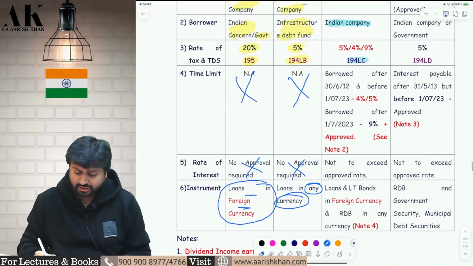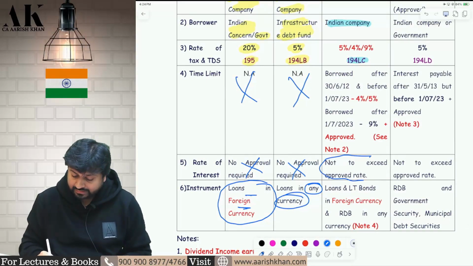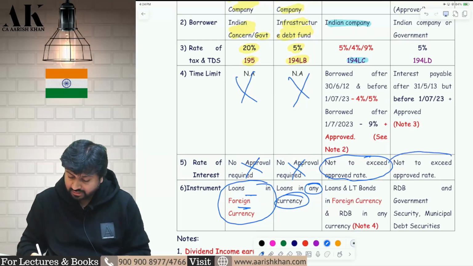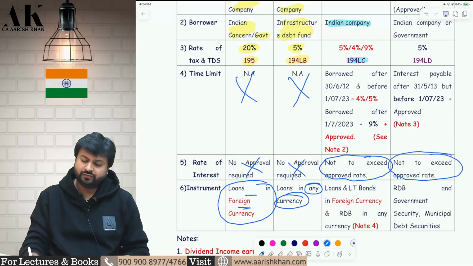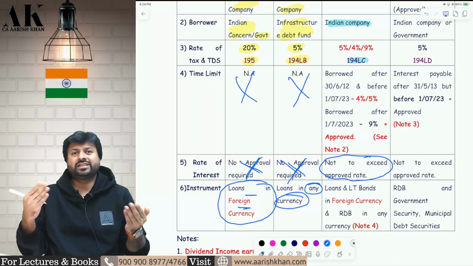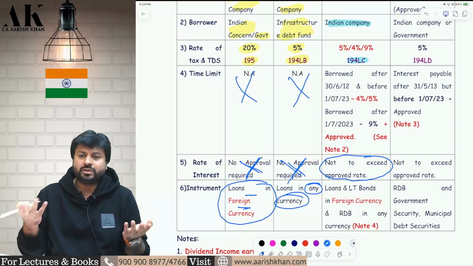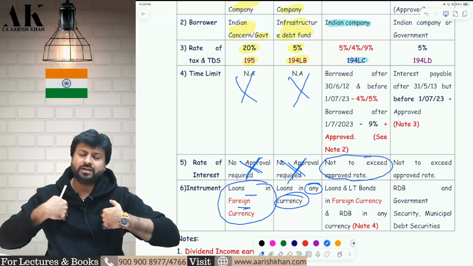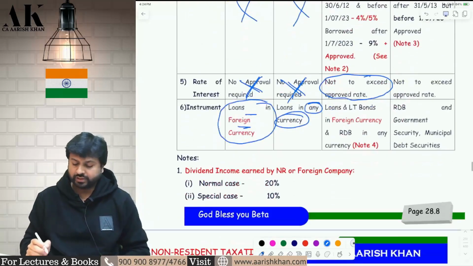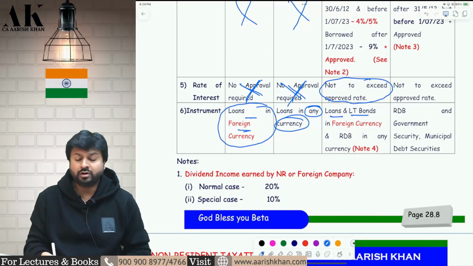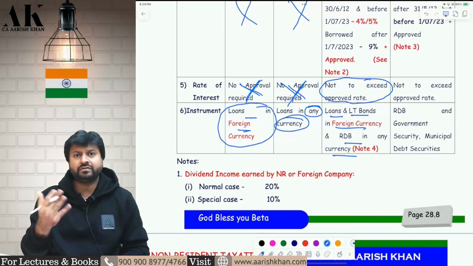Now, in the third section, your rate of interest should not exceed the approved rate. The government will decide the rate of interest. It should not exceed that particular rate. In the fourth section, the rate of interest should not exceed the approved rate. Fourth section we will talk after some time. But in the first 2 sections, you need not check the rate of interest to be approved by government. In the first and the second section, the rate will be decided between the borrower and the lender, but not in the third section. Okay. Last but not least, I have already told you, you have to take loans in third section, long-term bonds in foreign currency or rupee denominated bond, which can be in any currency.